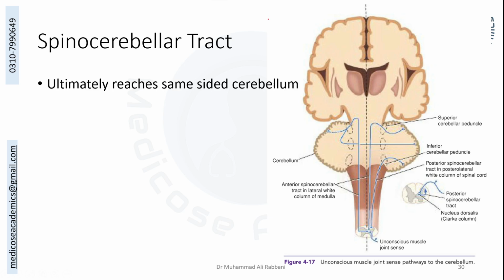One thing to remember is that, as opposed to the cerebral cortex, the spinocerebellar tracts end on the same-sided cerebellum. If this is the right side and this is the left side, the signal coming from the left will end at the left. Keep that in mind as we discuss it further.